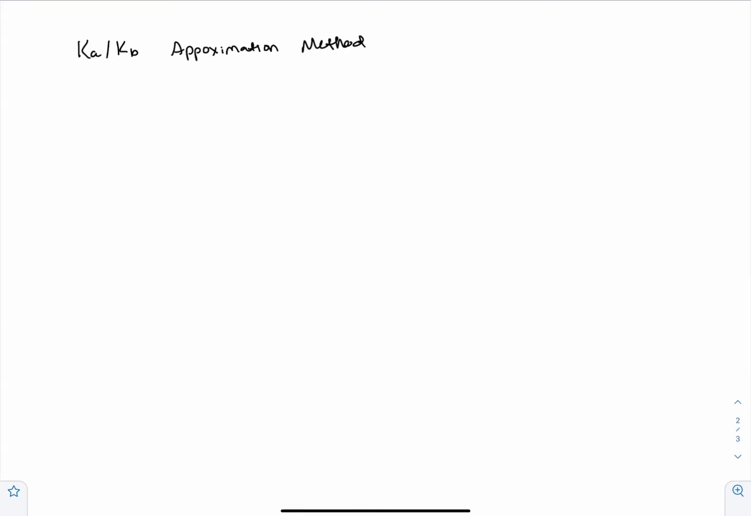Okay, so I'm going to go ahead and show how this approximation method works. If we have an acid, let's just call it HA. You've got to call it HB also. And we have it in a solution. We put it in water.